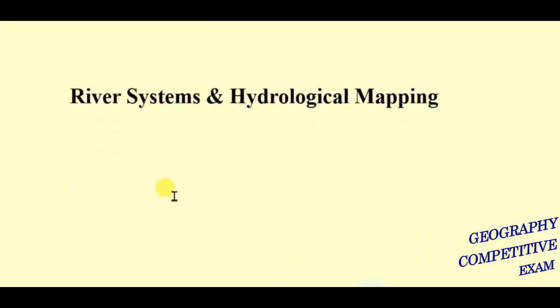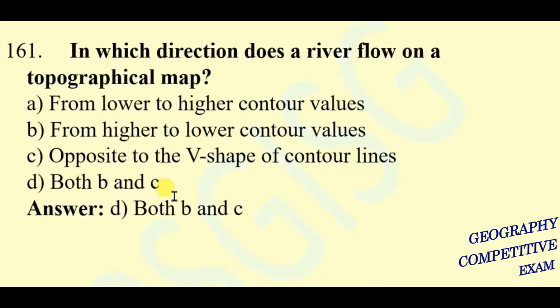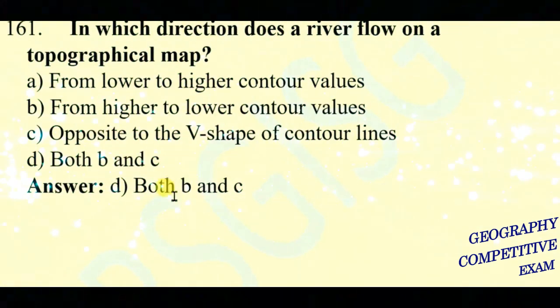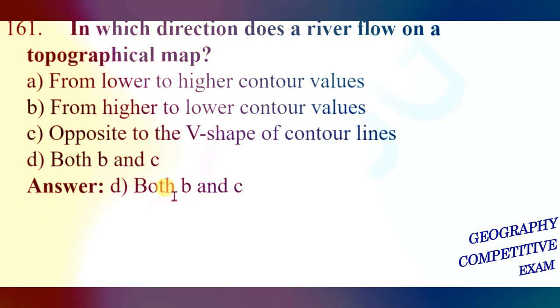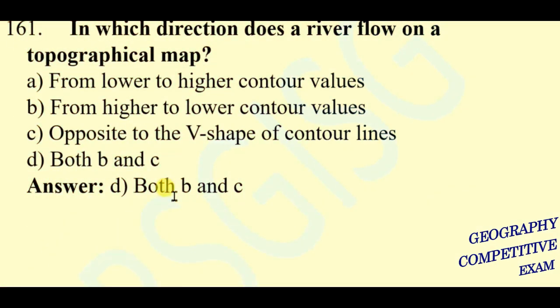Question category: river systems and hydrological mapping. Question number 161. In which direction does a river flow on a topographical map? From lower to higher contour lines, from higher to lower contour lines, opposite to the V shape of contour lines, both B and C.